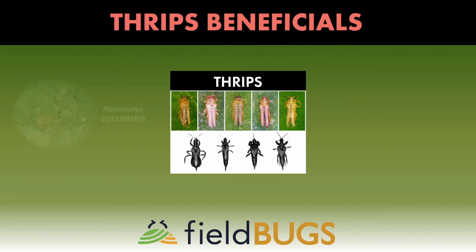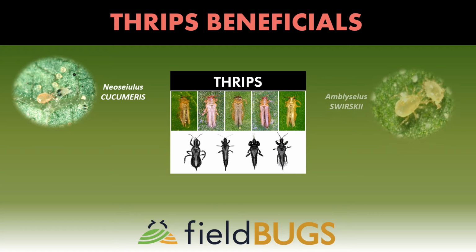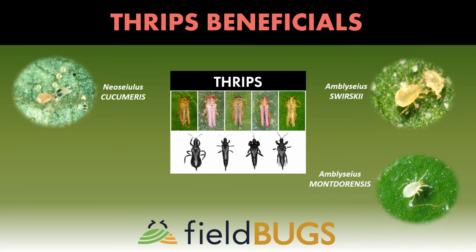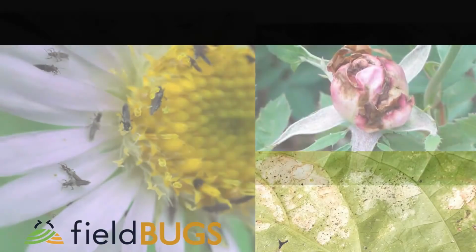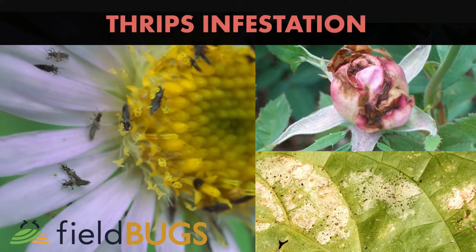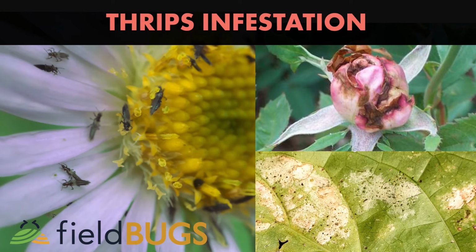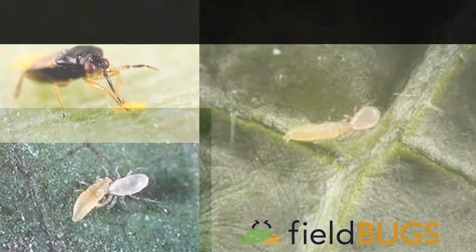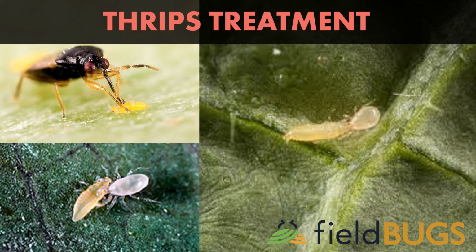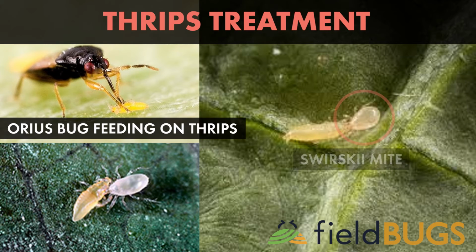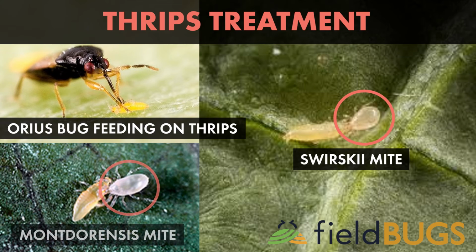The four main beneficials for controlling thrips are the Cucumeris, Swirsky and Montarensis mites, and the Aureus predatory bug. Here are a few examples of thrips infestations. The following examples show how the various predators feed on thrips: the Aureus beetle eating its live prey and the Swirsky and Montarensis mites, sucking out the contents of their prey.